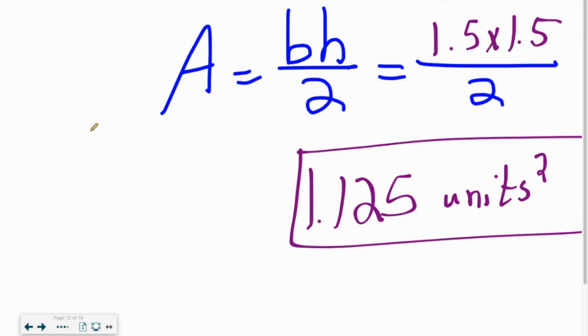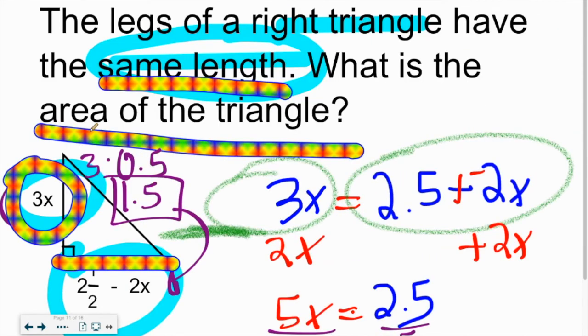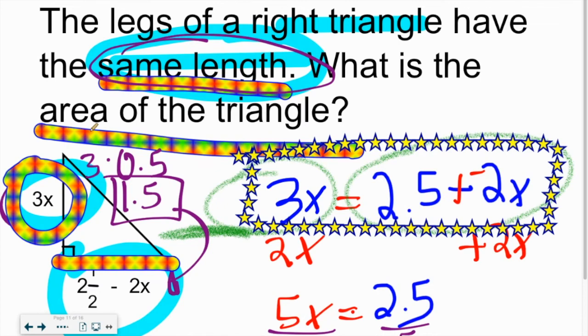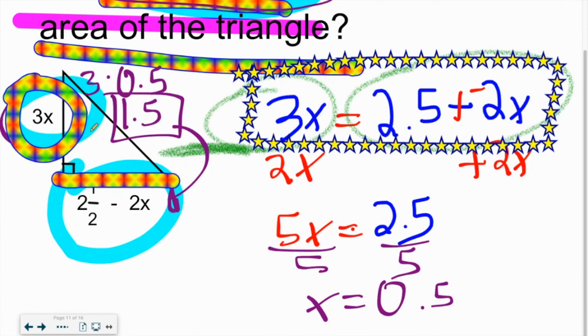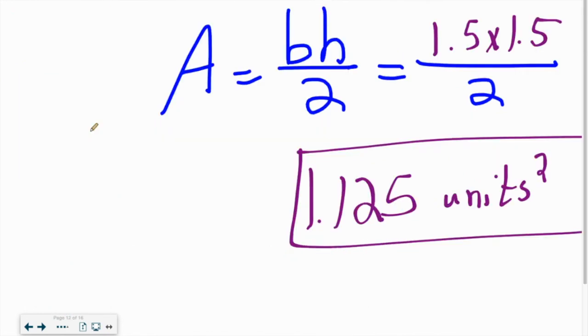When you see something like this, a lot of work in there, it looks like, but all it's saying is, here's that key phrase again, that they're the same length. So you start here by writing out that equation. That's what we're doing. And then when it says, now what's the area of a triangle, that's where it's just taking it one step further and then having us put in that value of x and do one extra step.